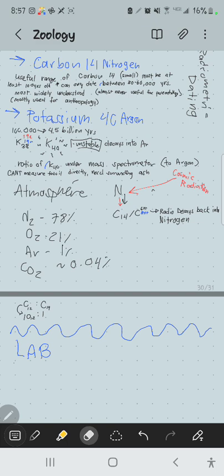Let me see what else we have here. I also have a little YouTube video summarizing potassium-argon dating and radiocarbon dating. I don't think they're as useful as what I just described to you here, but these are just some additional background.